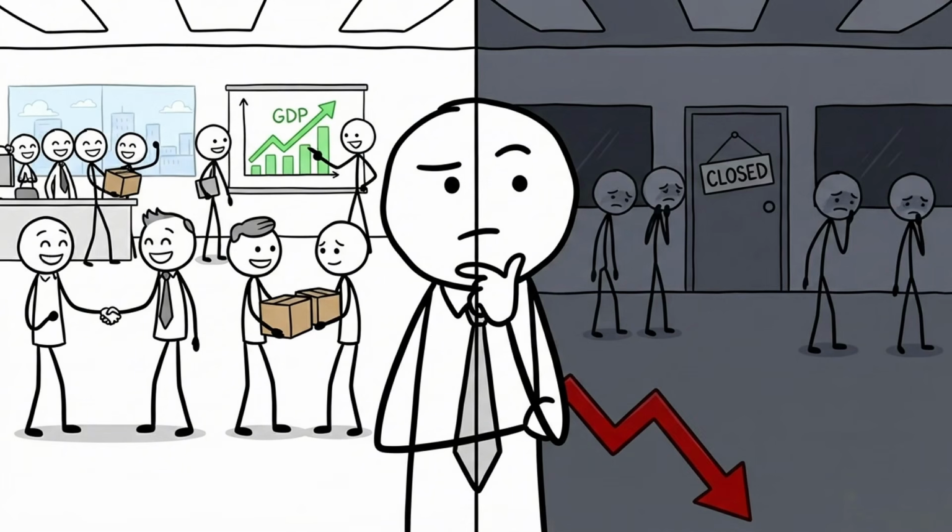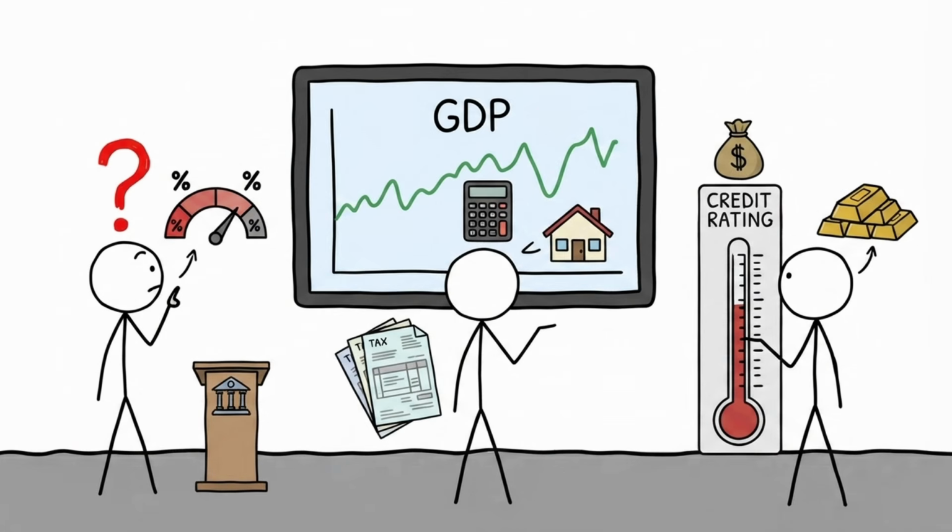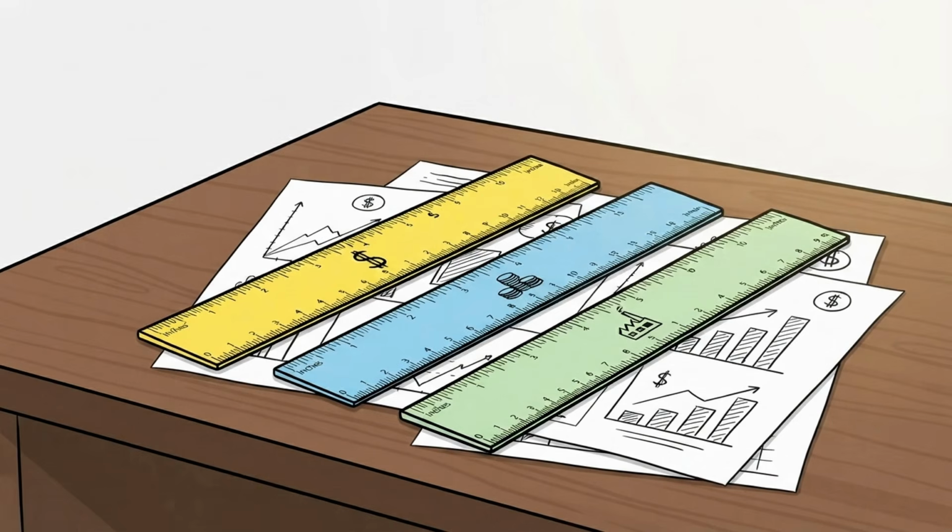Then you might also ask, what does this mean for me? Well, quite a lot. Rising GDP usually means companies expand, hiring goes up, wages go up. Falling GDP means pay freezes and layoffs. Central banks watch GDP when setting interest rates, which decides your mortgage. Governments watch it to decide how much to tax you. And rating agencies watch it to decide how expensive it is for your country to borrow. You might not follow GDP, but GDP follows you.